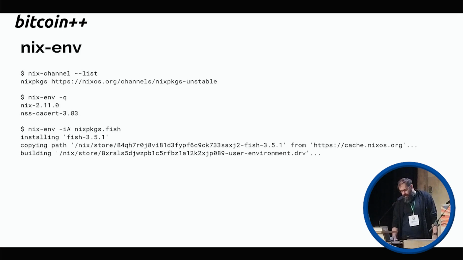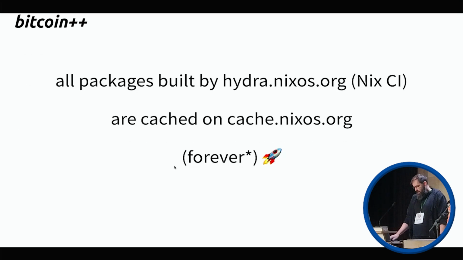And as you can see here, it is copying path /nix/store/84g-blah-blah-blah-fish-3.5.1 from cache.nixos.org and building some user environment, whatever that means. We will get to that later.